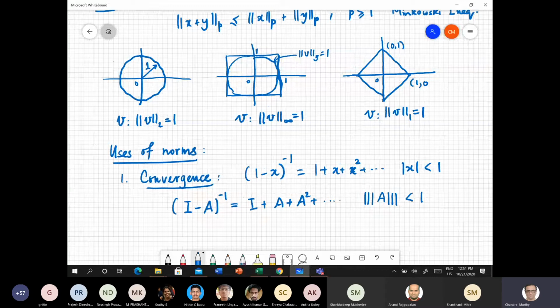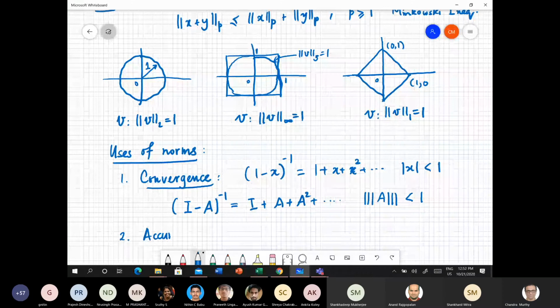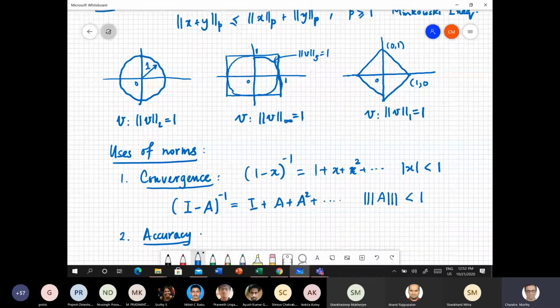And so in a more general sense, it's useful for determining how many iterations of an iterative algorithm you need to use to solve a certain problem to a desired level of accuracy. And in fact, the second use is more about quantifying the accuracy of matrix computations. And these are again things that we are going to look at later in the course.